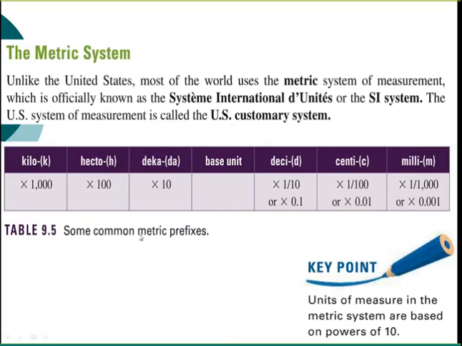And part of our problem is we just don't have a good picture of what these units look like because we don't use them in common practice. So we'll see this chart over and over. So we're basically going up and down by units of 10. So kilo is by 1,000, and then all the way down to milli, which is dividing by 1,000.